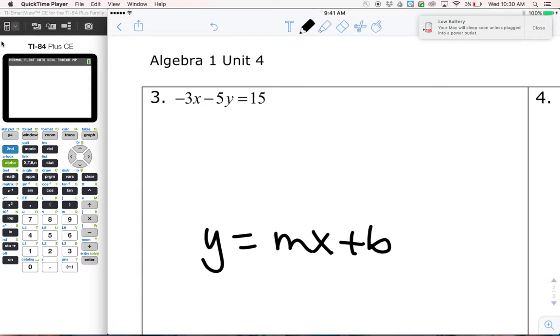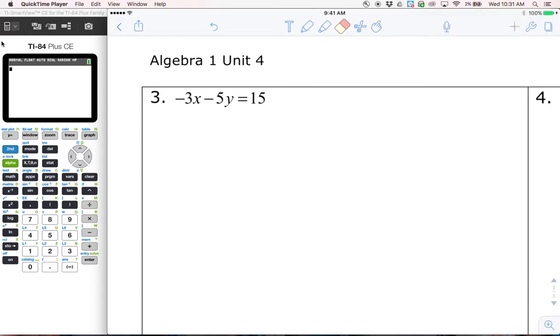So I'm going to move my x term to the right side of the equation. Sorry, I'm getting my charger here. I'm going to do that by adding 3x, so plus 3x. The previous 2 examples we subtracted, but now it's starting out as a negative, so to get rid of it, I have to add 3x to both sides.